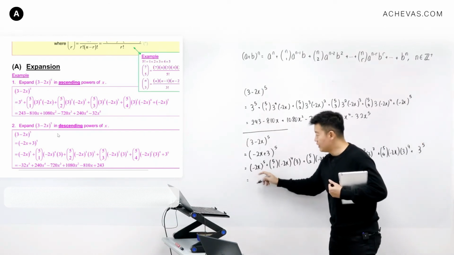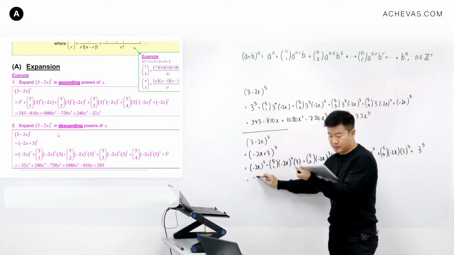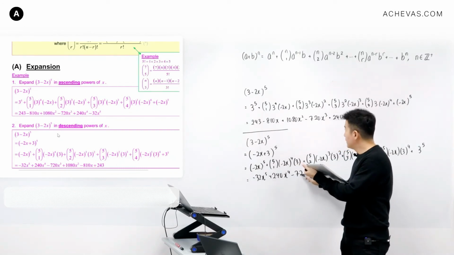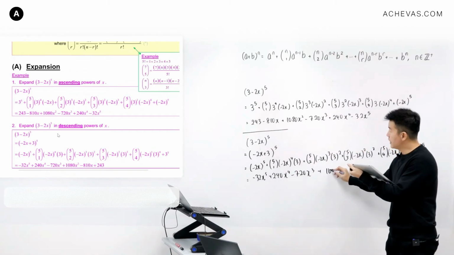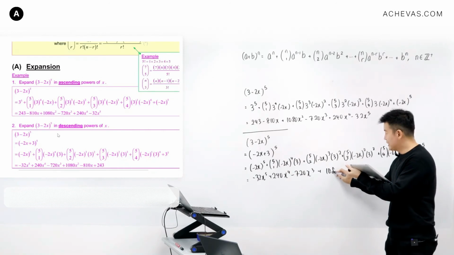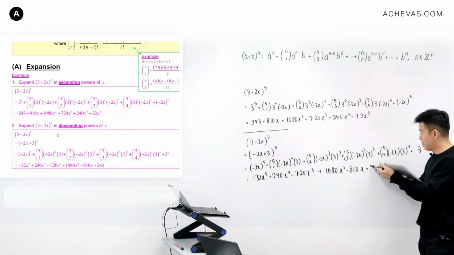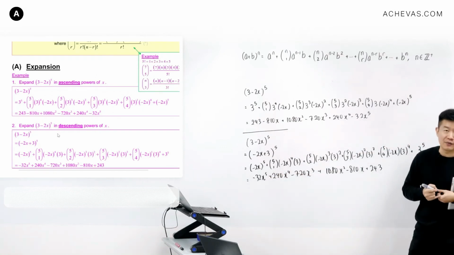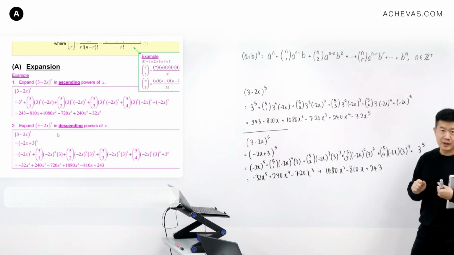And if I were to evaluate this, it will actually synchronize to this term over here. So this is going to be equal to minus 32x to the power of 5. Then we have a plus 240x to the power of 4 minus 720x to the power of 3, then plus 1080x to the power of 2 minus 810x, then plus 243. And now it is going to be in descending powers of x. Power 5, 4, 3, 2, 1, 0.